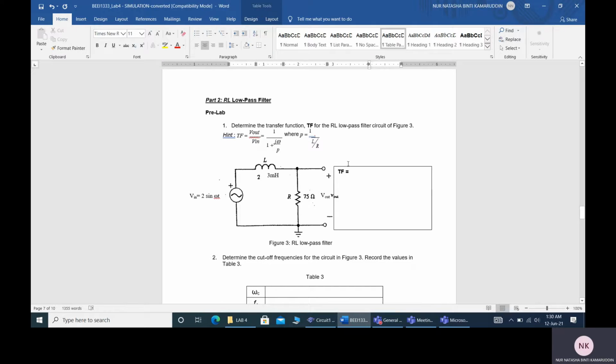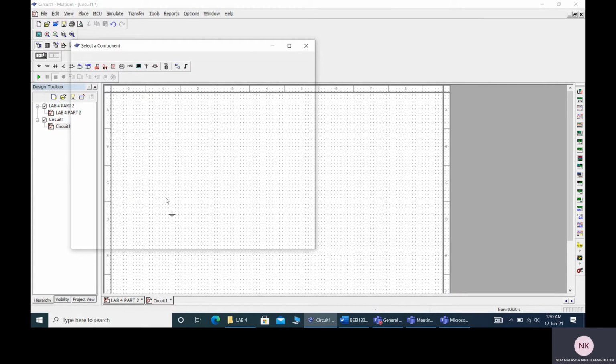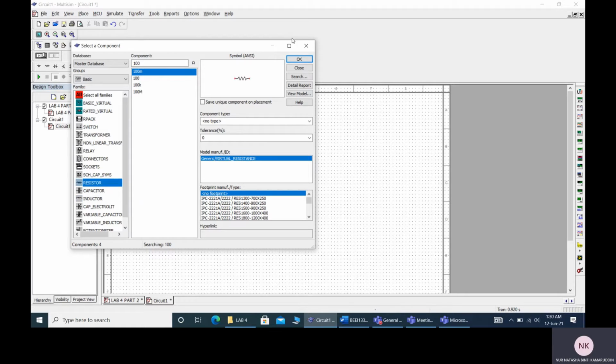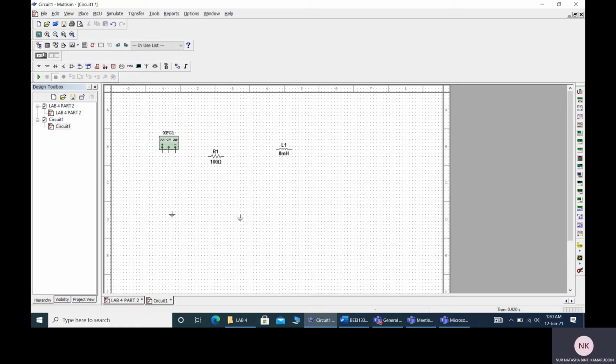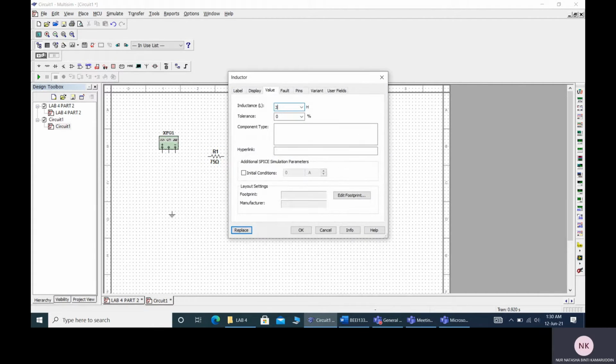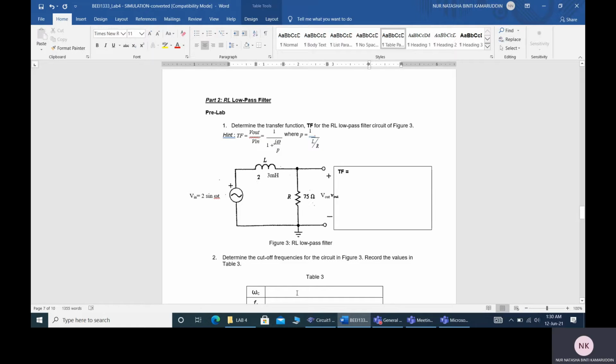Bismillahirrahmanirrahim. Today I will construct a circuit in lab 4, which is the RL low pass filter. I will construct the circuit in Multisim. First, we take out all the components from Multisim: resistor and inductor, function generator, and lastly oscilloscope. After that, I will change all the values of the components. And then I will connect the wires like this.